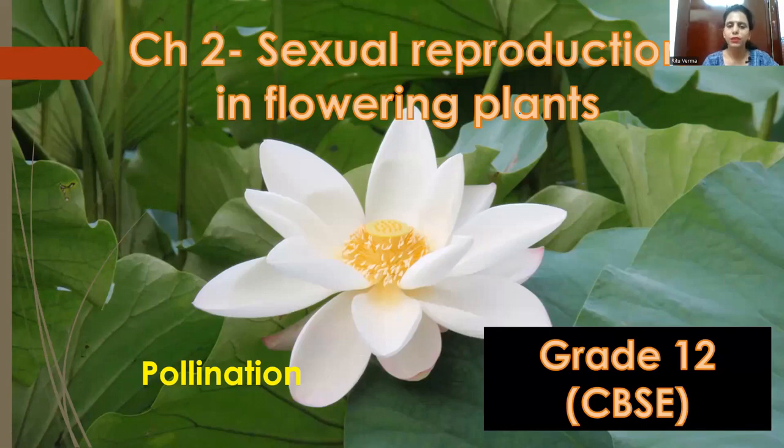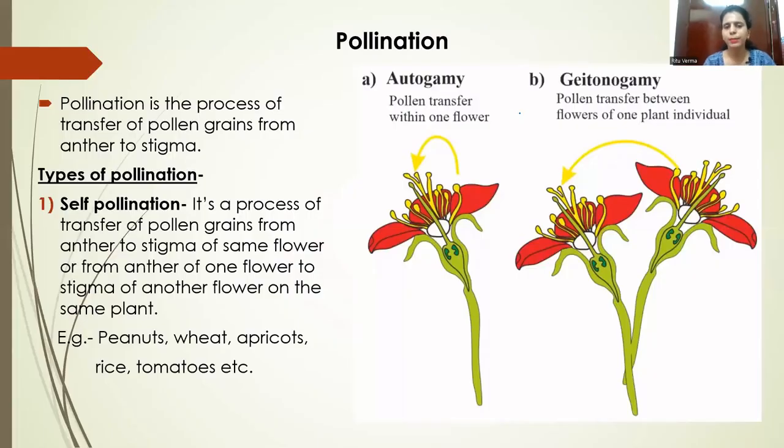Everyone, in this video we are going to learn about the process of pollination in plants. Flower is the reproductive organ of the plant, and in a flower there are stamen and pistil. Stamen is the male reproductive organ and it has two parts, anther and filament. This anther produces pollen grains. Pistil again has three parts: stigma, style and ovary.